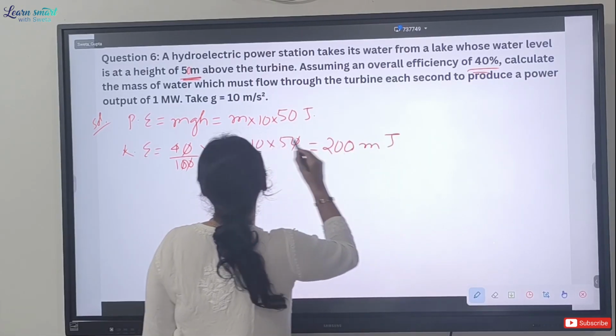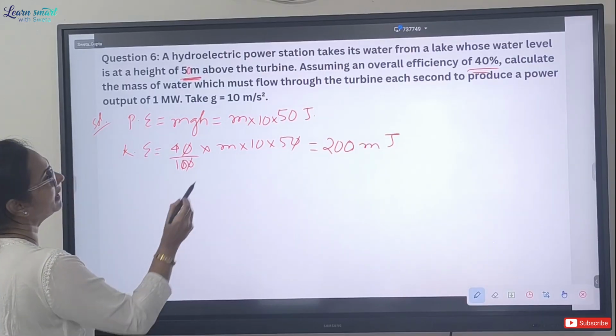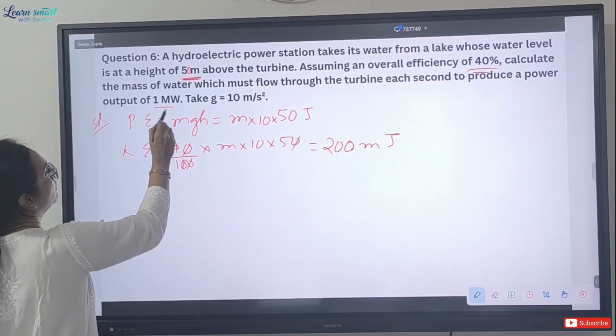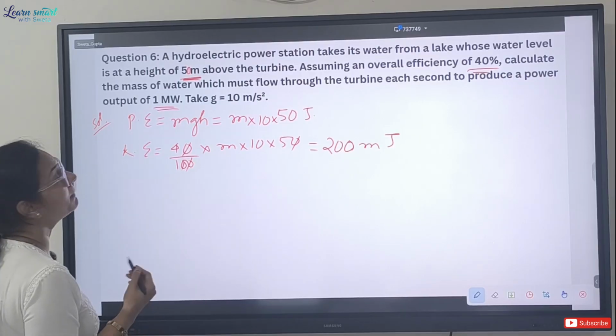200 m joules, 200 m. Now we have to calculate the power. Power is given, 1 megawatt. We have to calculate the mass of water.